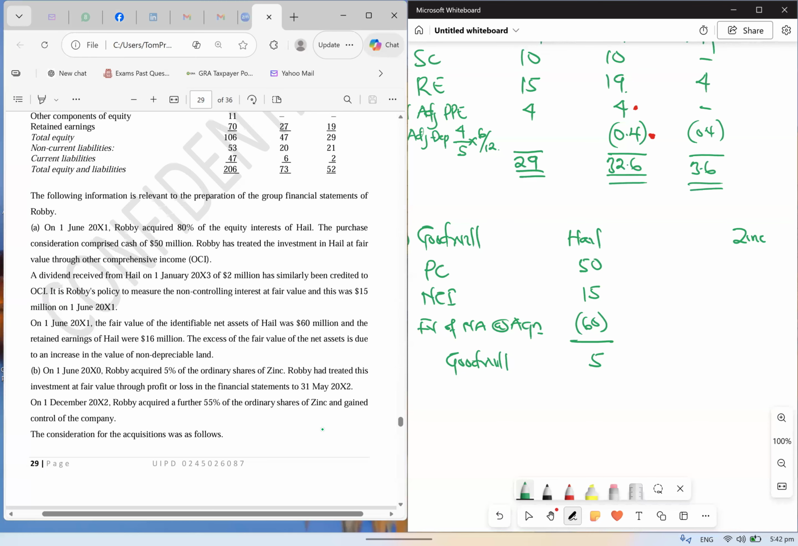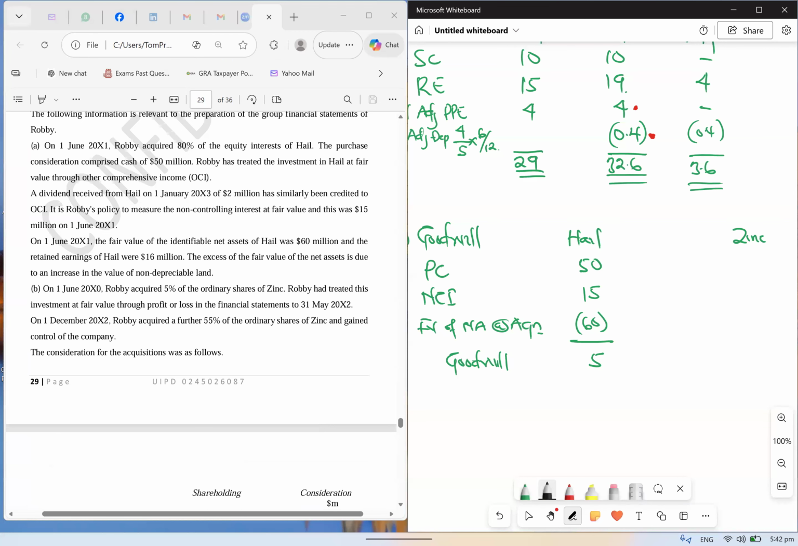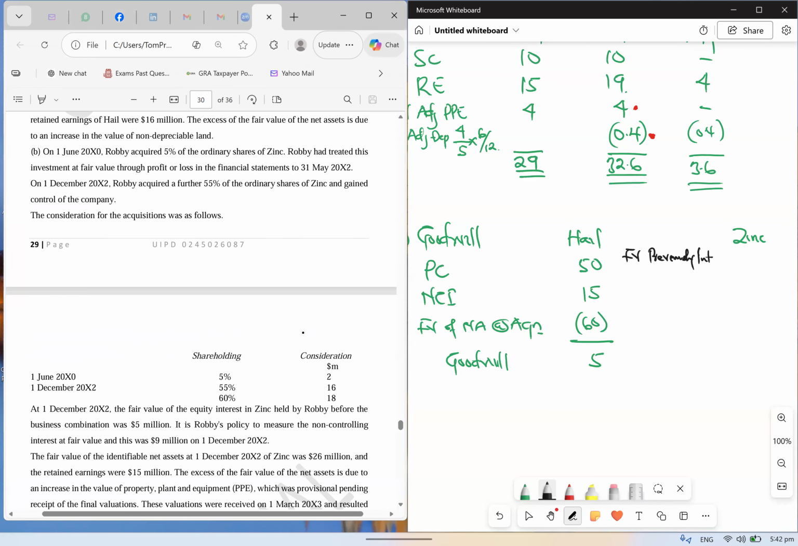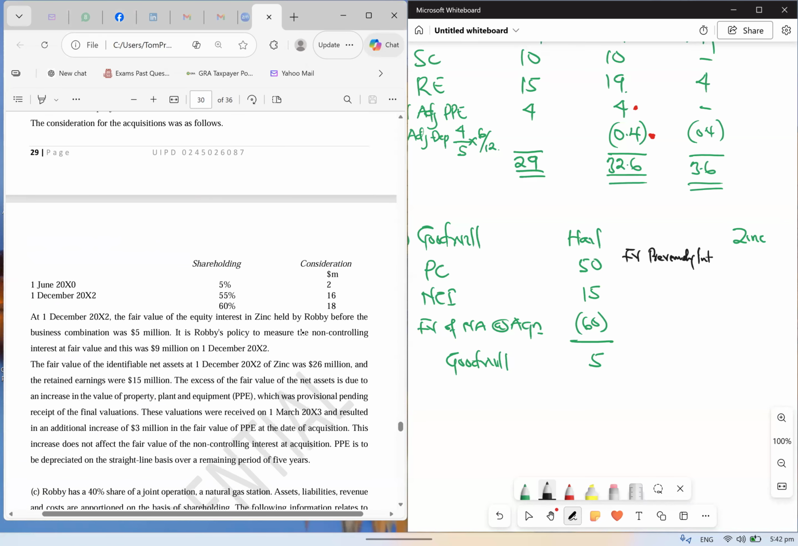Purchase consideration for the other guy, he bought it by using two main methods. So fair value of previously held interest. Fair value of previous interest now became, how much was that? It's 5. The thing was 2. It has now become 5. So it means that there is an increase of 3. So 5 minus 2, 3. That 3 is a gain.